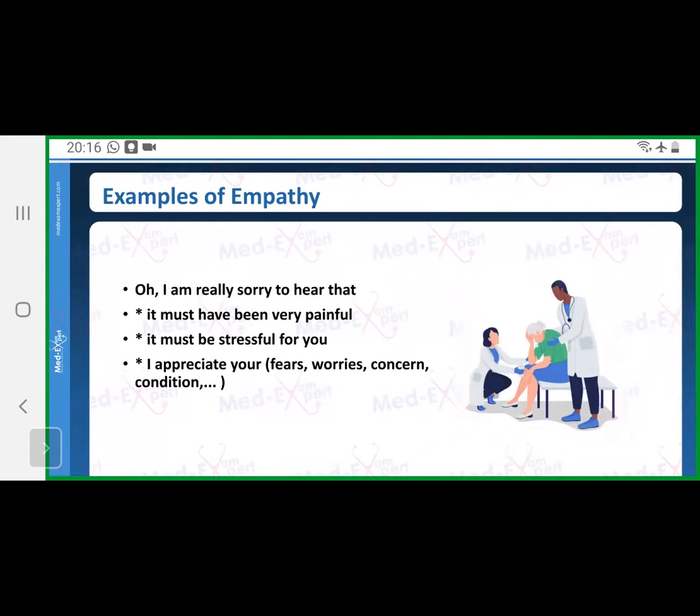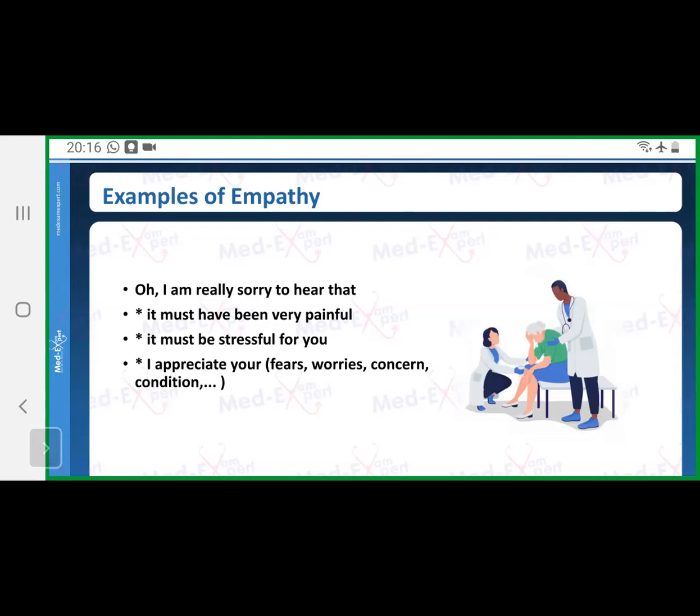Okay. And if the patient says that he has lost someone very close to him, you can say, I appreciate your fears, your worries. I know how you're feeling. I understand what you're going through. It must be very painful for you. I know it is not easy. Okay. So you can use these sentences, these terms.